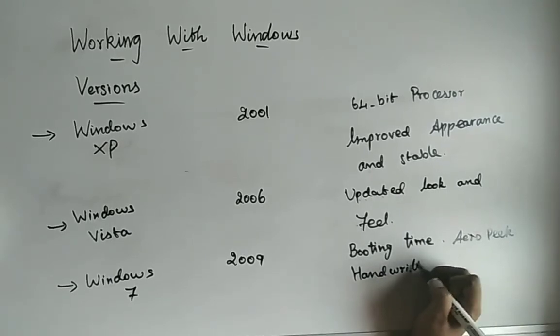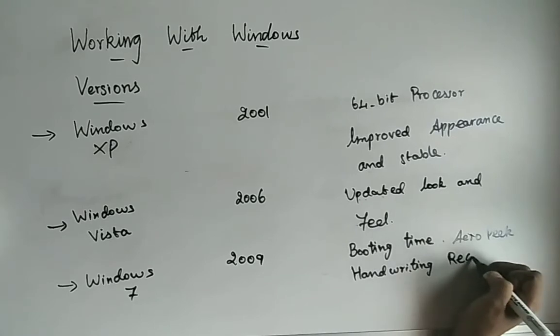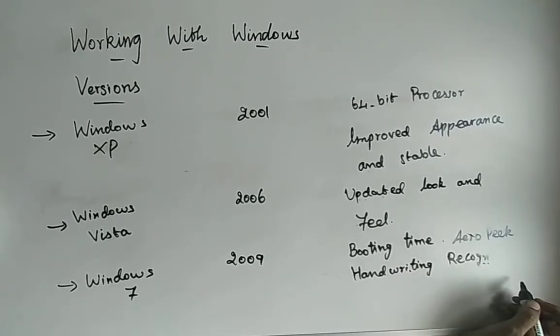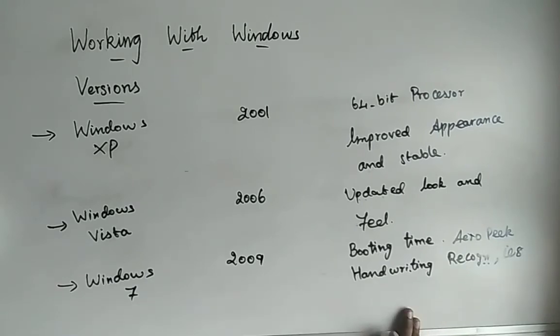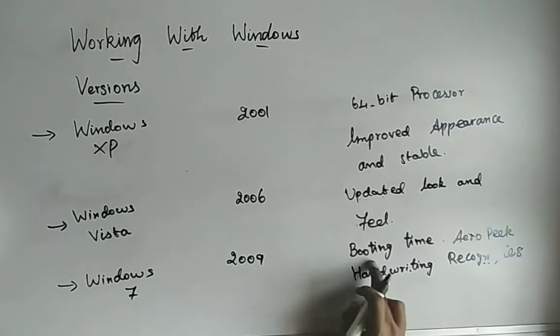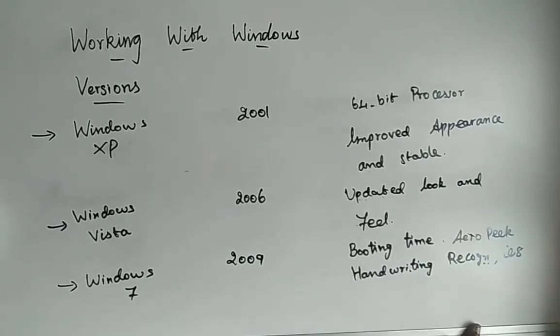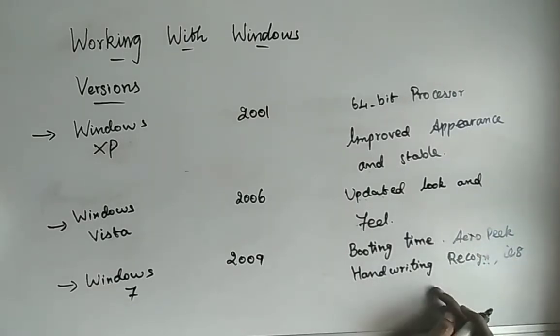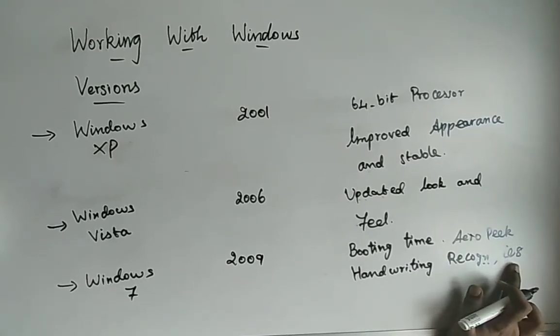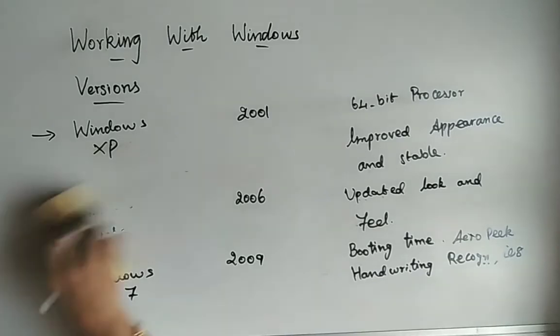Handwriting recognition means it is going to identify handwriting. Then Internet Explorer 8, that is IE8, was introduced. These are the features under Windows 7, introduced in 2009. The booting time was improved, and a new user interface, Aero Peek, was introduced, along with pinning programs to the taskbar, handwriting recognition and Internet Explorer 8. Clear with this version? And next you are going to have Windows 8.